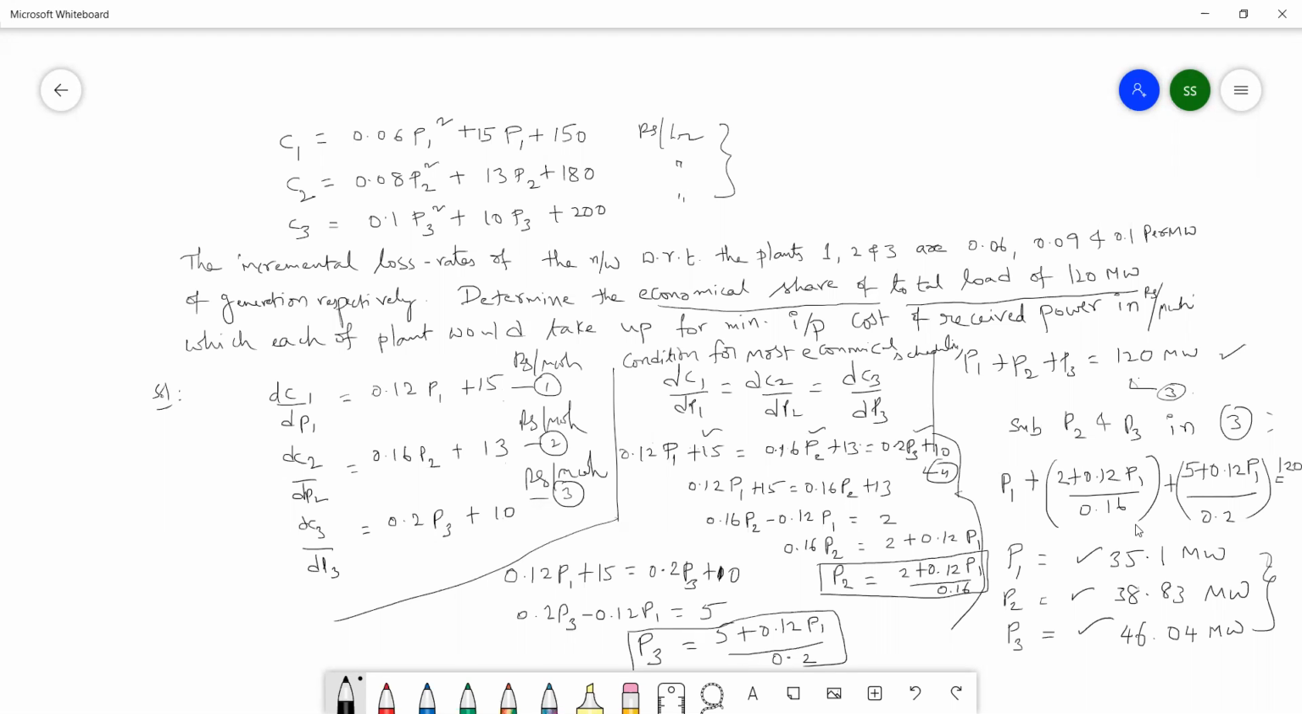So did all of you get the same answers, or any deviations? Check once. If all of you got the same answers, now you can take your P1 and substitute it in the incremental fuel cost, that is DC1 by DP1, equals 0.12 P1 plus 15. 0.12 into P1 is the least value, 35.1 plus 15. How much? That is your answer, rupees per megawatt hour. Yes, same answer.